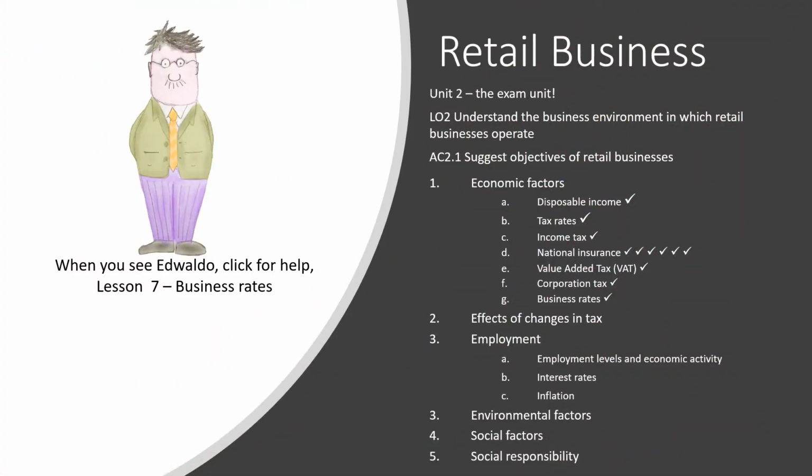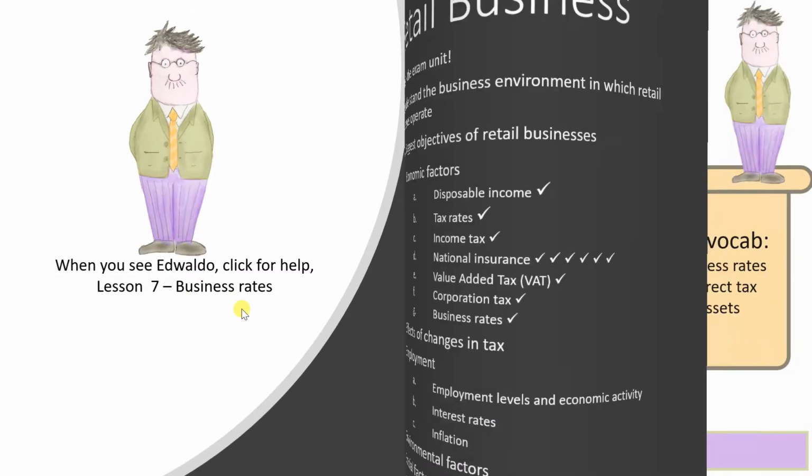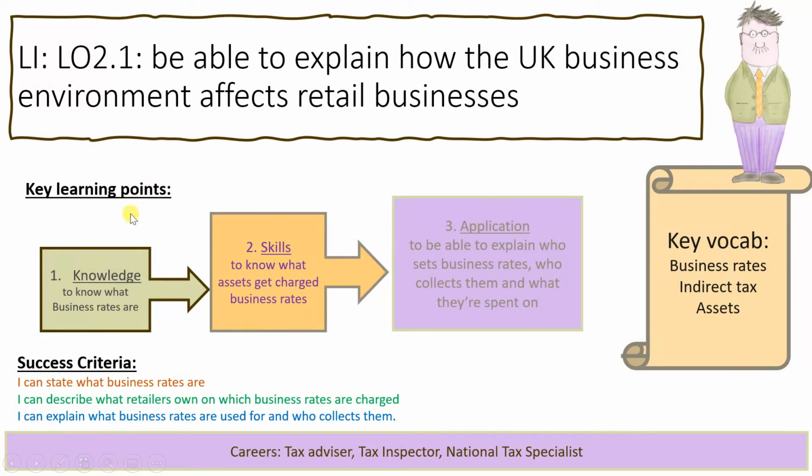Business rates, of the second learning objective: understanding the business environment in which retail businesses operate. We're looking at business rates and how that affects retailers. So here are the learning steps for lesson 7 about business rates. We're going to start off with building knowledge so that you know what they are.